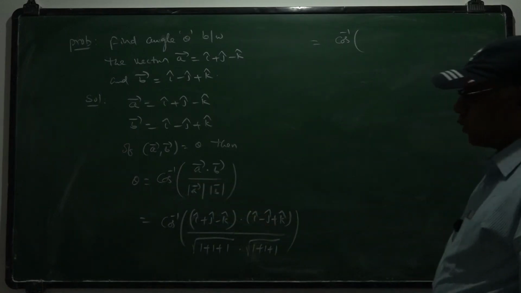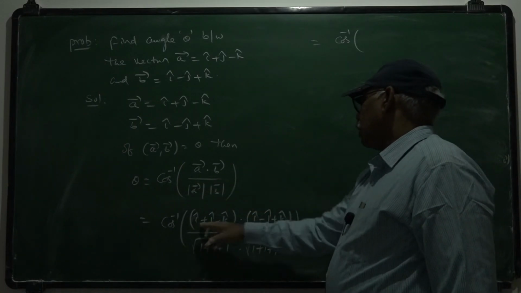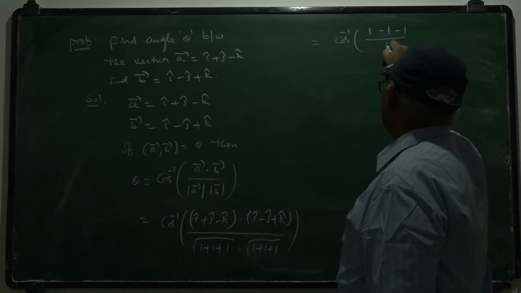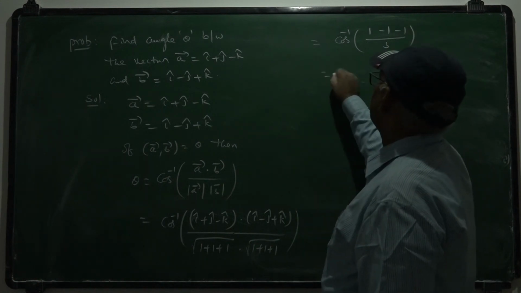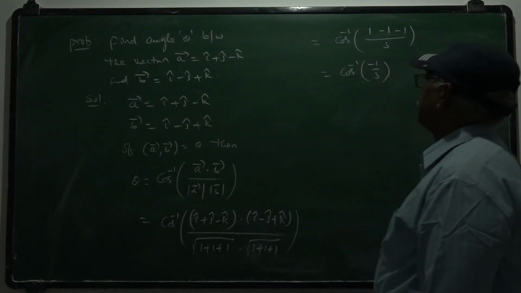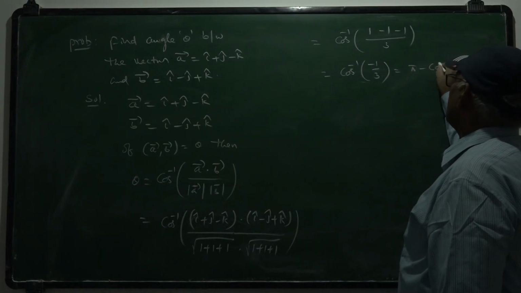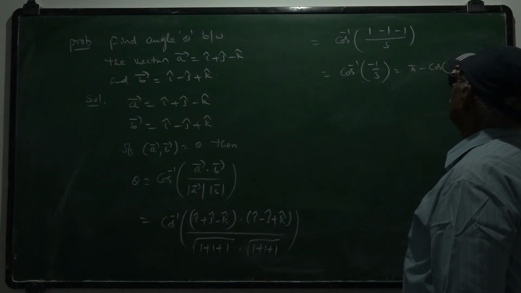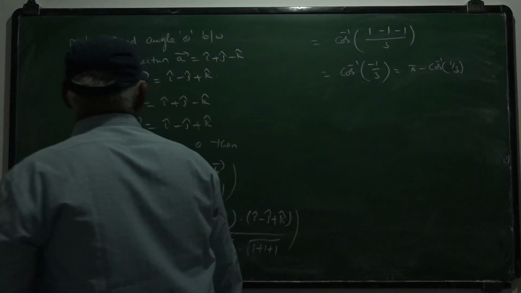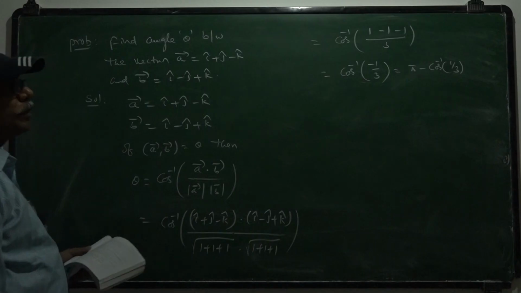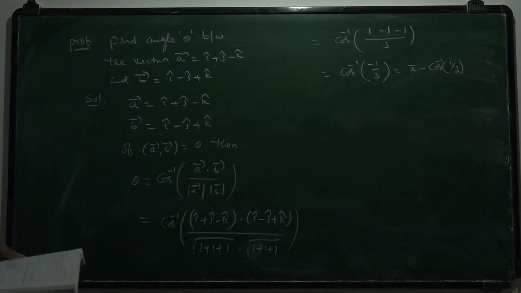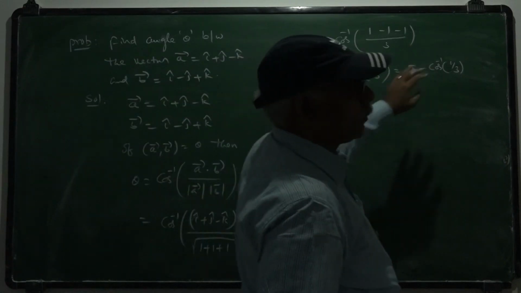In the numerator, executing the dot product here, the dot product gives us 1 minus 1 minus 1, that is minus 1, by 3 itself. So that is cos inverse of minus 1 by 3, or it may be written as pi minus cos inverse of 1 by 3. The angle between the vectors is cos inverse of minus 1 by 3 or pi minus cos inverse of 1 by 3. Both are the same.